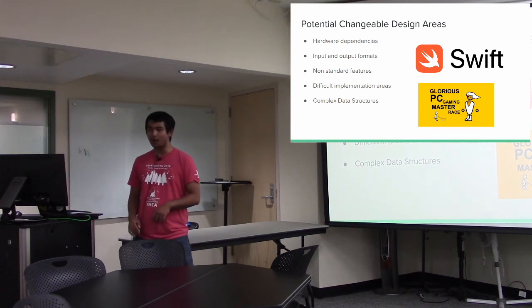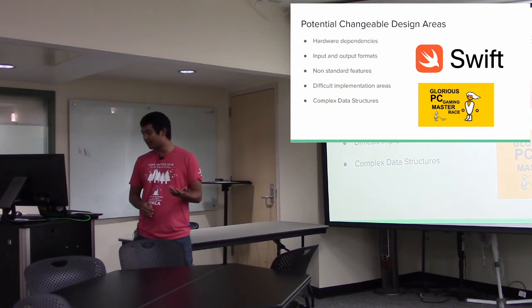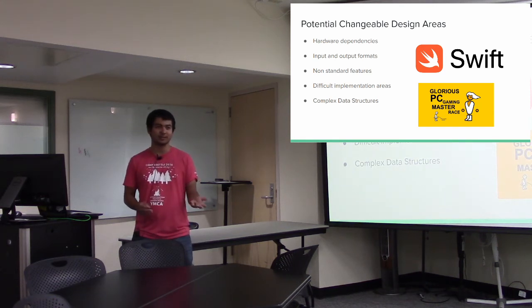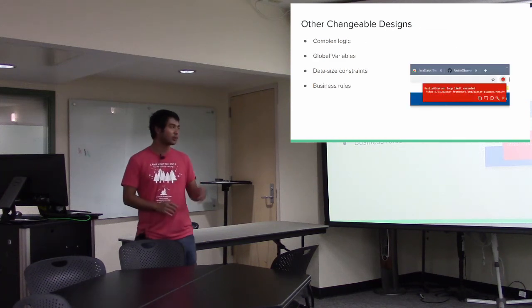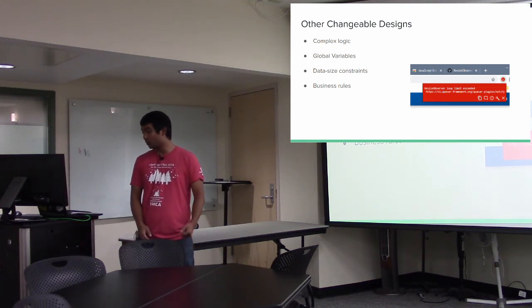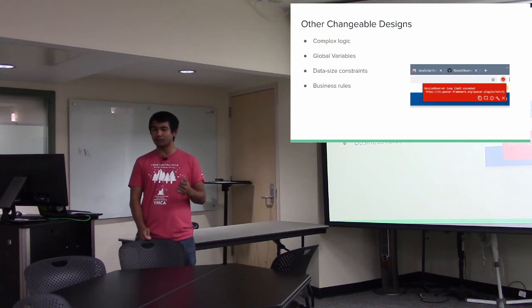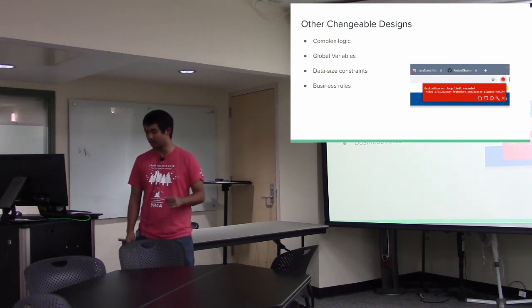And then also complex data structures that are used by more than one class, or data structures that you haven't designed to your satisfaction. Other changeable designs are complex logic. Complex logic can be almost as likely as complex data structures to change, to have variability when you're writing it. Also, global variables, probably not really needed that much, but you can almost always benefit from them being hidden behind some sort of access routine.